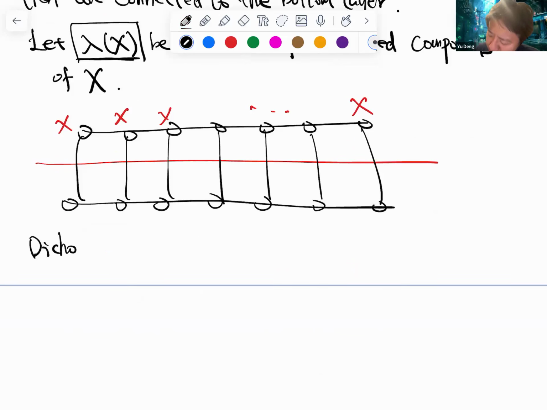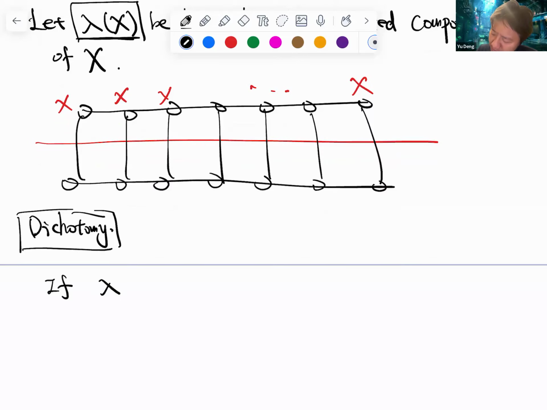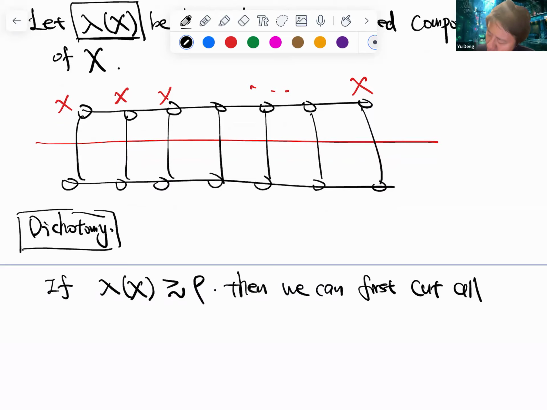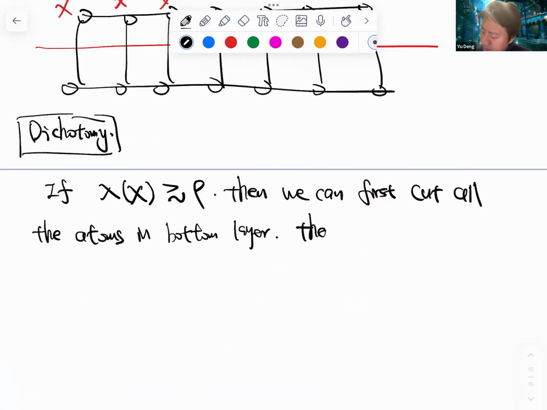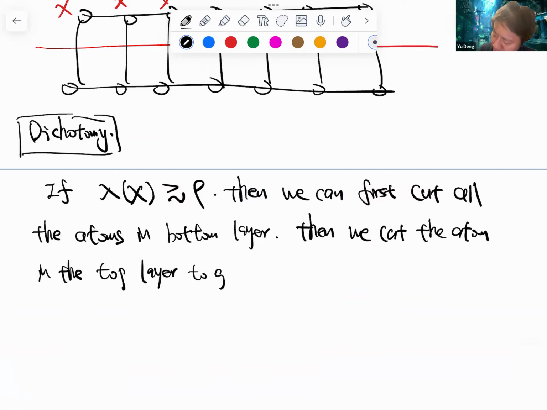So this dichotomy: if lambda X is bigger than or equal to rho, remember rho is the total number of recursions that we're aiming to gain in our algorithm, then we can first cut all the atoms in the bottom layer, and then we cut the atoms in the top layer to get good components.